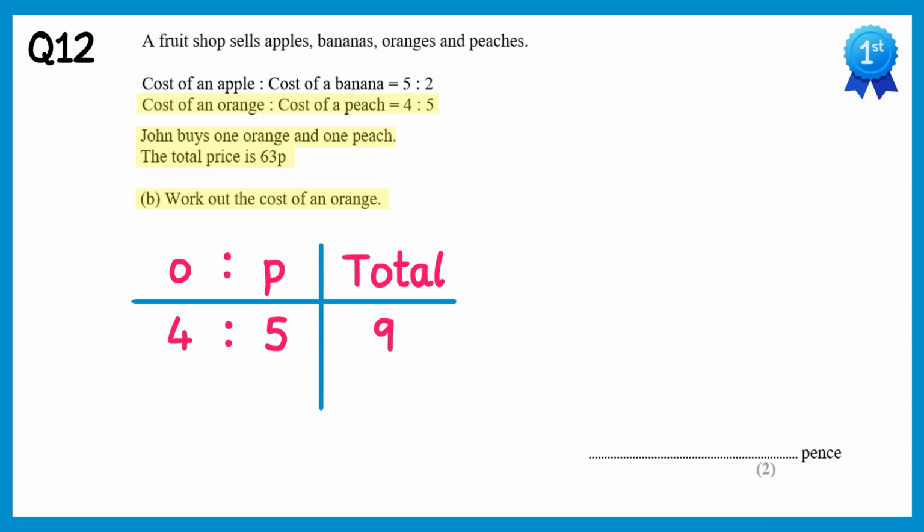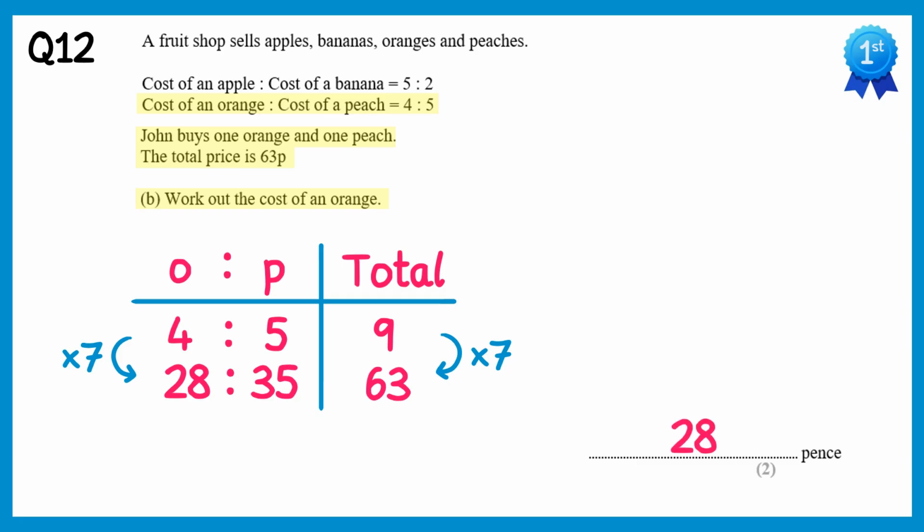Now that 63 pence is the total price of both of them, so we can place that underneath the 9 in the total column. So we need to work out what we multiply 9 by to get to 63, and that's times by 7. So we can times the other parts of the ratio by 7, 4 7s are 28, and 5 7s are 35. So this tells us the cost of an orange is 28 pence and the peach is 35 pence. We've been asked for the cost of an orange, so the answer is 28 pence.